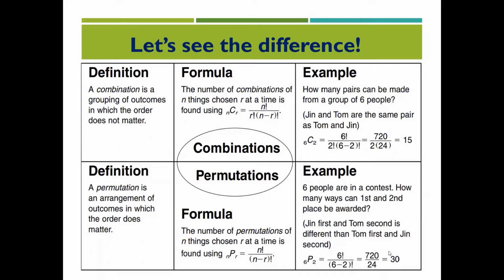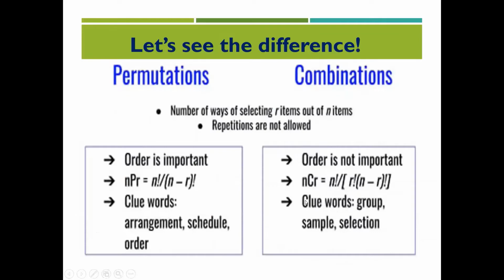Okay, so look at the difference. If you have exactly the same numbers, the result for permutation should be larger than for combination. Okay, let's have more examples of the difference. For permutation, it's just a summary: order is important. Then we have the formula.